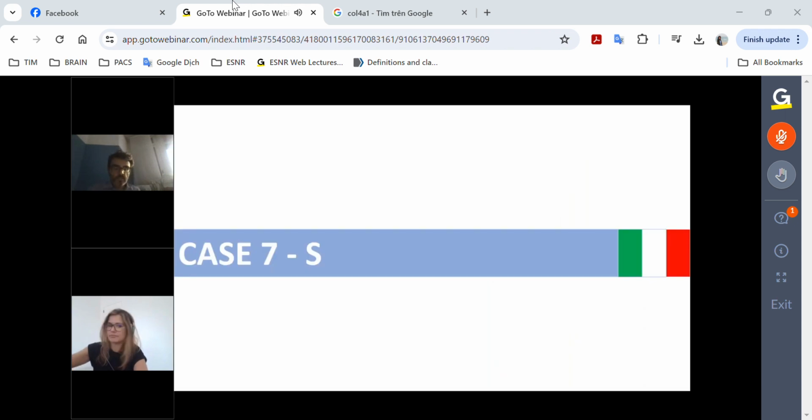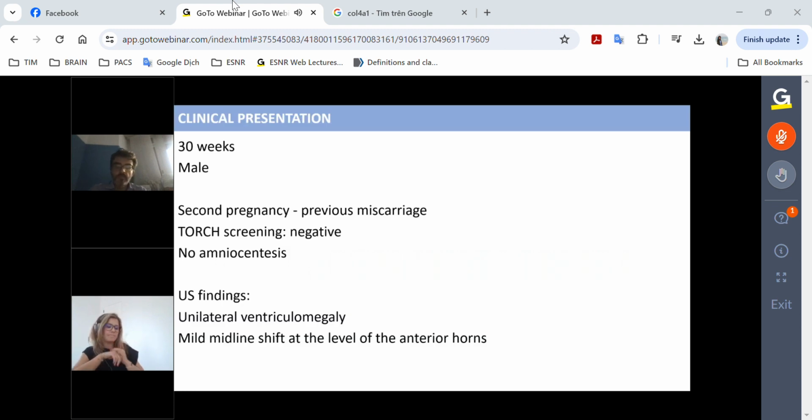But then let's move to my last case. Case 7. Again, we start from fetal life. We have a fetus of 30 weeks of gestation. It's a second pregnancy for this woman. She had a previous miscarriage. And the ultrasound findings are quite unspecific. They say that the fetus has a unilateral ventriculomegaly, so not very severe, but he has a midline shift at the level of the frontal horn.